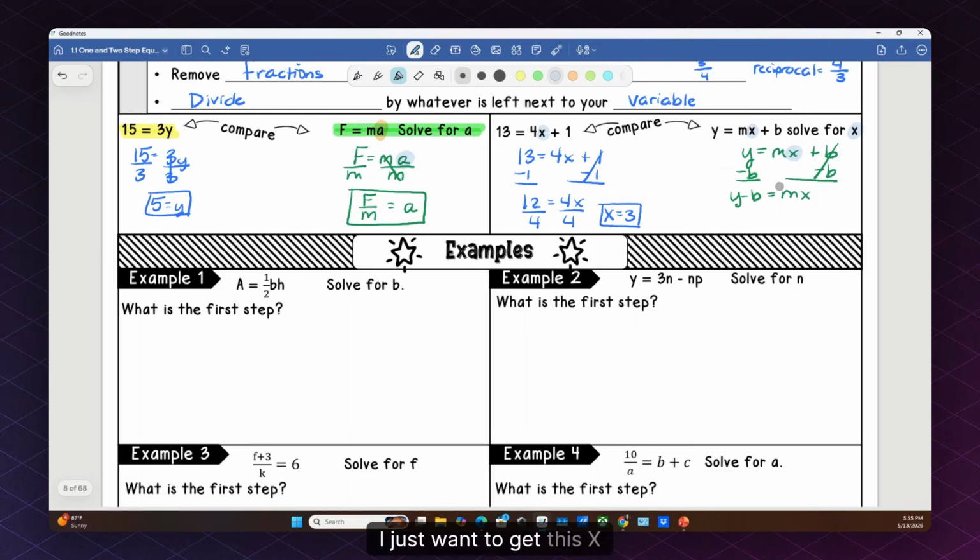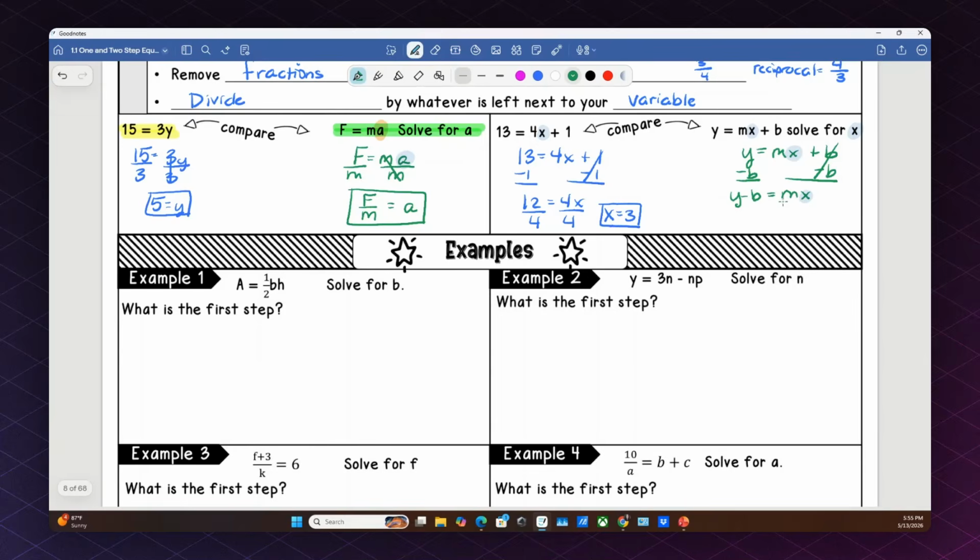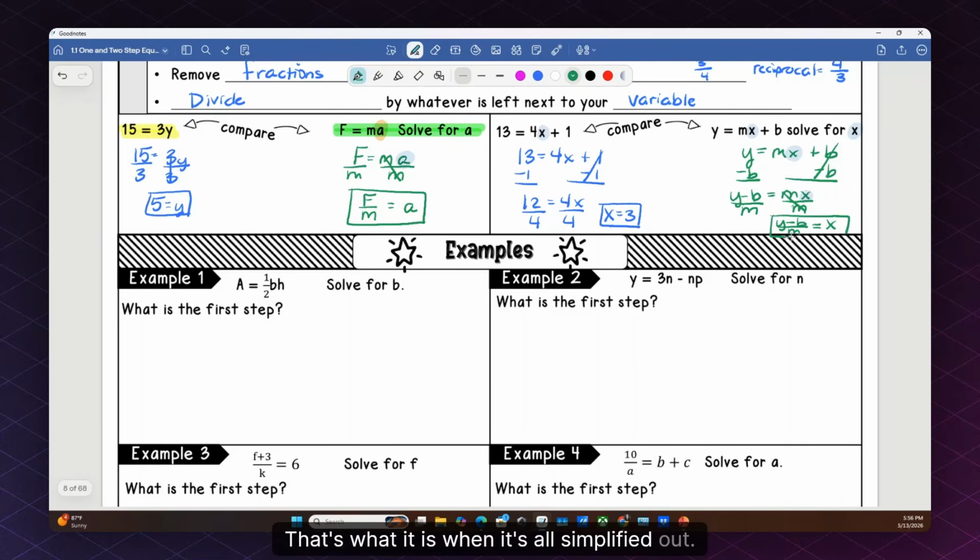Again, I just want to get this x by itself because that's what it told us to solve for. So I'm just going to highlight it again. I'm trying to draw your eye to what we're keeping and what we're trying to move. So this is multiplying. M times x, when they're touching each other like that, that's multiplying. So the inverse is to divide. So I'm going to divide by m on both sides. So we end up with y minus b divided by m equals x. That's what it is when it's all simplified out.